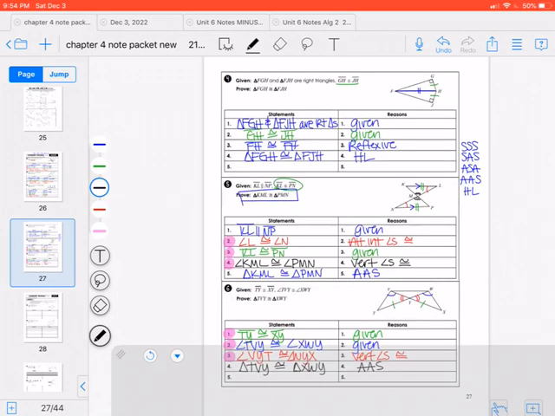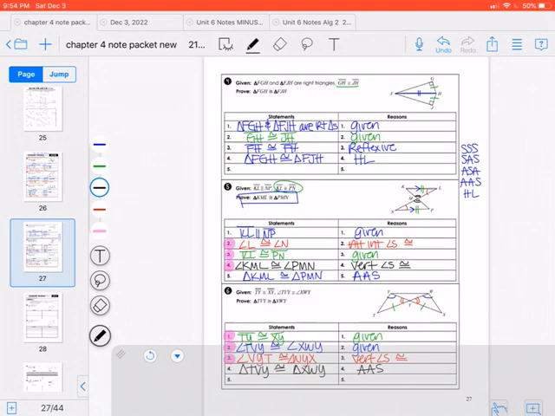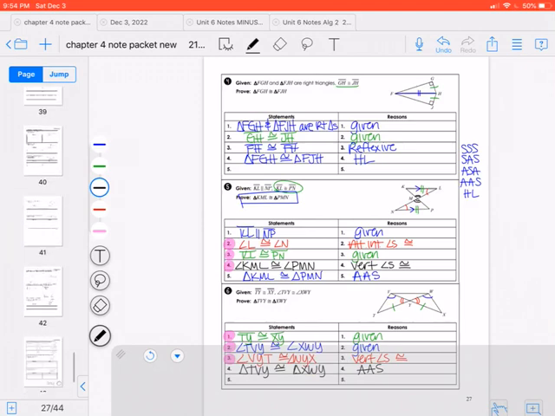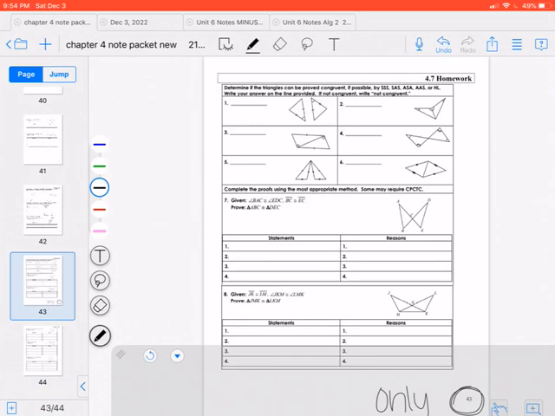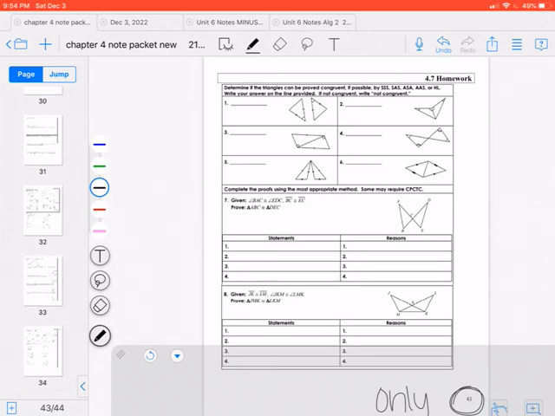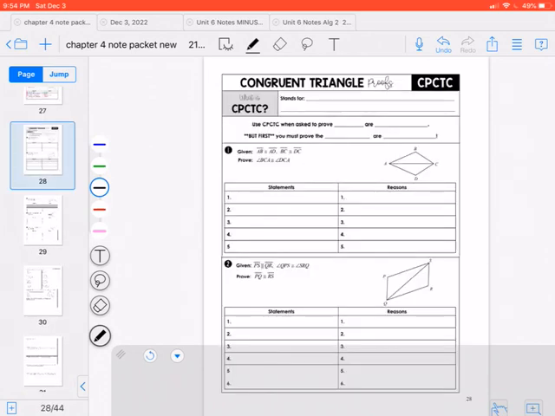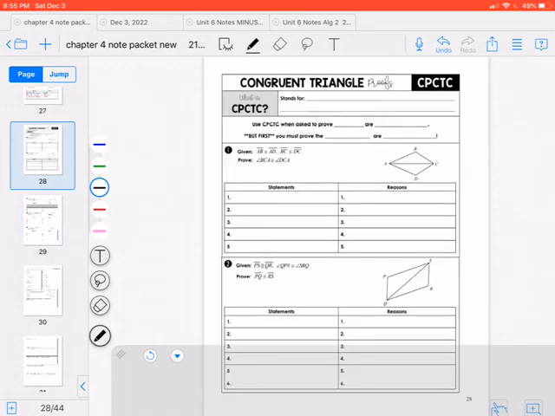So, for now, we're just taking notes on pages 26 and 27, and your homework is only page 43. We will let you know if we do notes on 28 and 29 at a later date.